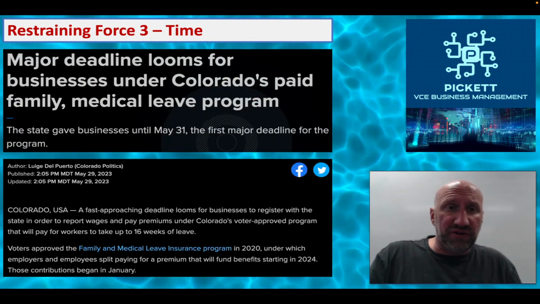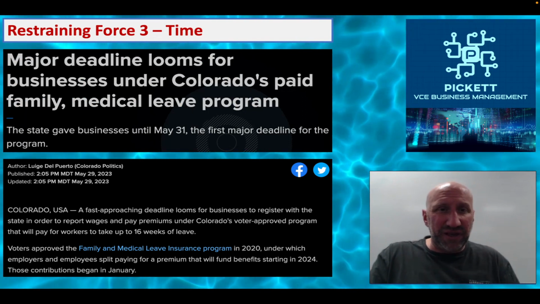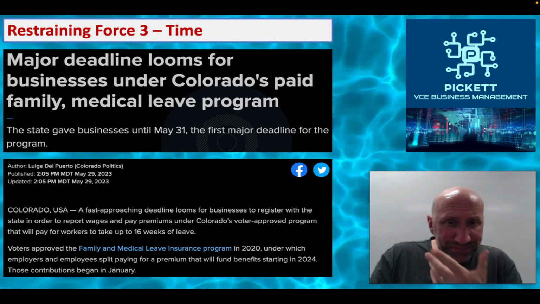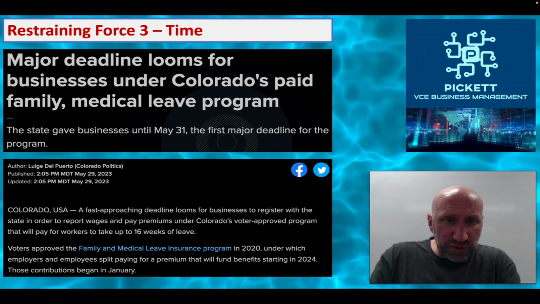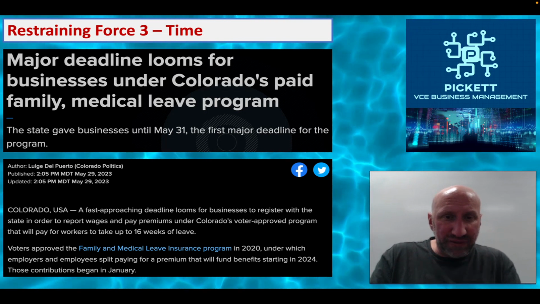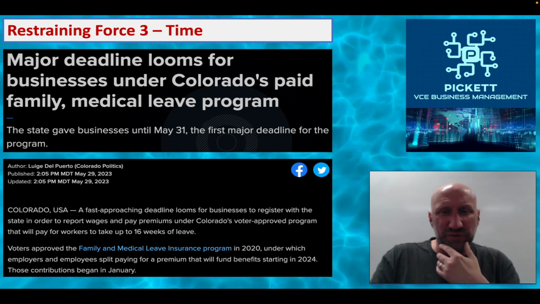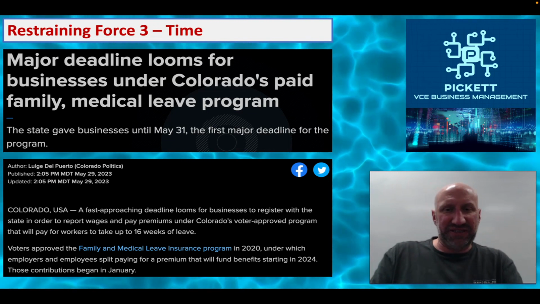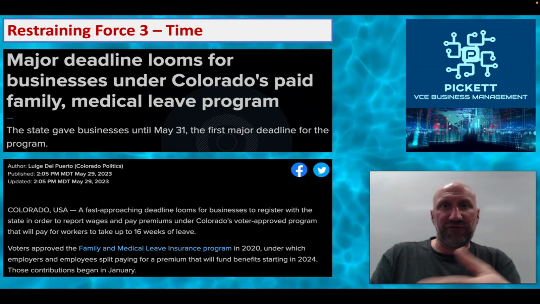Major deadline looms for businesses under Colorado's paid family medical leave program. Again, the same thing. The state gave businesses until May the 31st. Voters approved this program in 2020, with benefits starting in 2024 and contributions beginning in January. So basically, this is something which has been going on for a number of years.